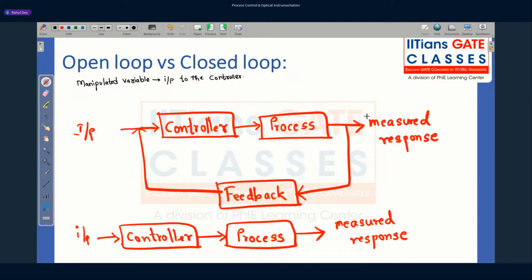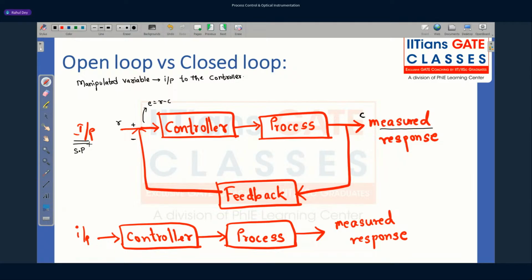So what is the input to the controller? This is my C, output from the control system. This is my R. So this is my error. Error is R minus C, if this is my negative feedback system. So in feedback, it adjusts the manipulated variable according to the difference between the measured variable, this is my measured variable, and this is my reference, or set point.